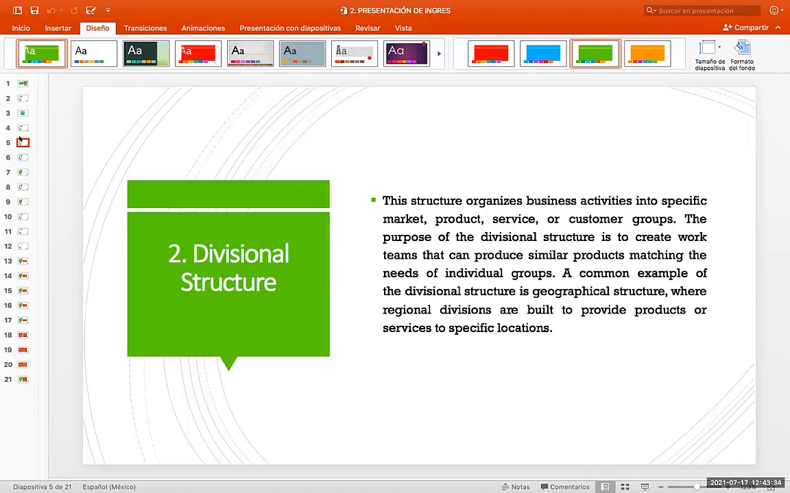The purpose of the divisional structure is to create work teams that can produce similar products matching the needs of individual groups. A common example of the divisional structure is the geographical structure, where regional divisions are built to provide products or services to specific locations. Now in this type, we can see that the location is important to define this type of structure.